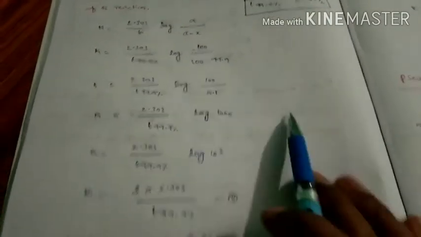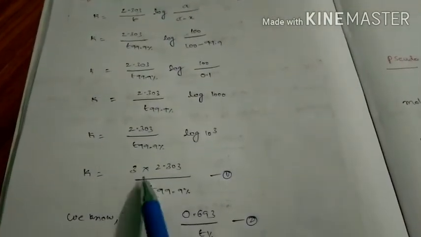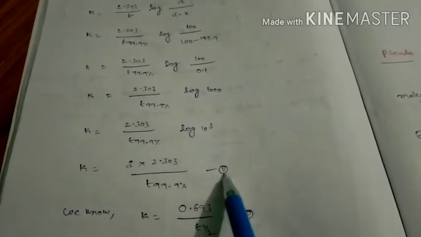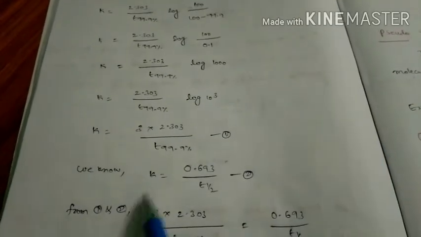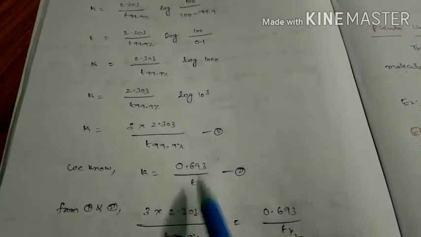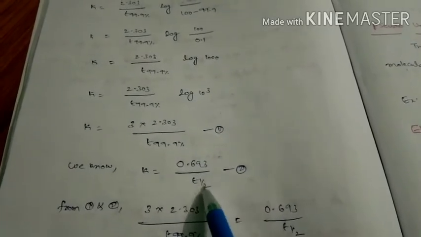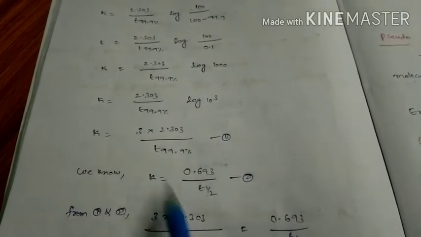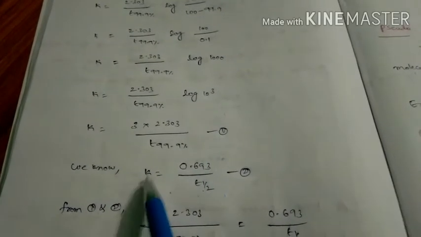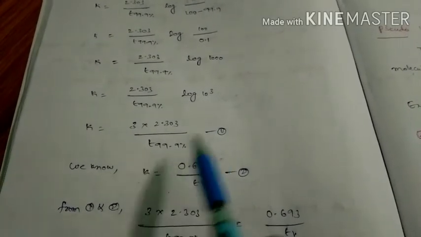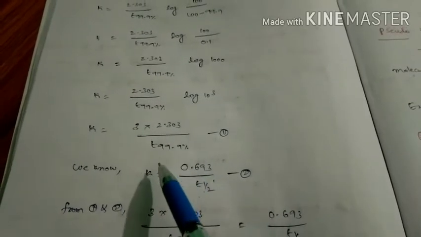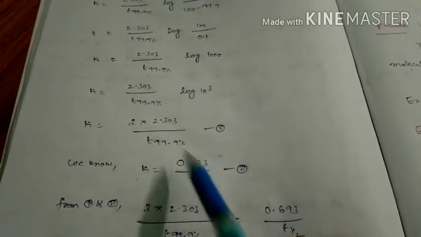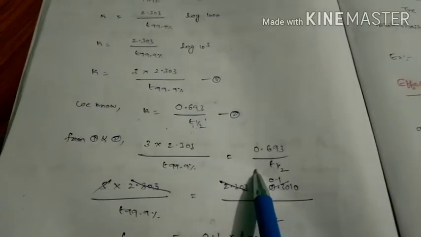Then we get one expression, that is K equal to one expression. Let us assume that expression is 1. We know K equal to what? 0.693 by T half. This is the half life expression for first order. Here this is K value, this is also K value. Both are rate constants for first order reaction. So from 1 and 2 we can write this equal to this one. We have written like this.